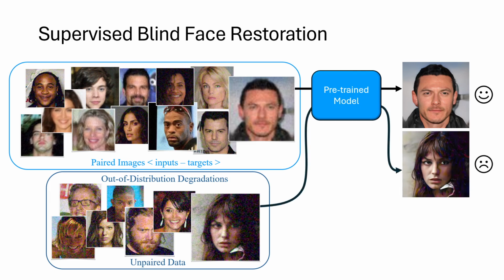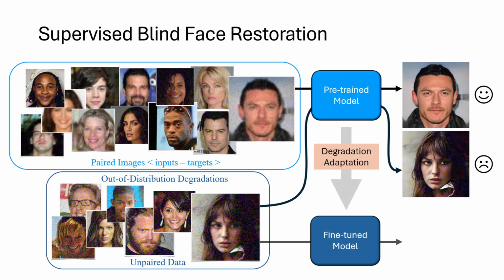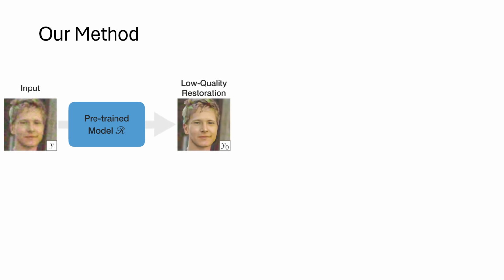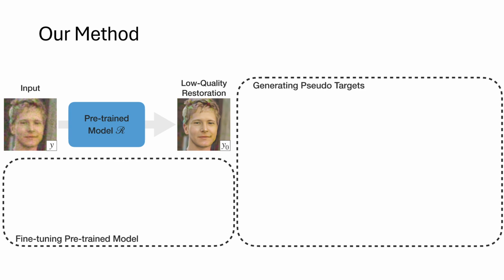In this work, we propose an unsupervised pipeline to adapt a pre-trained model to unpaired degraded images of the target degradation with a much smaller data size. This addresses the domain gap without paired ground truth images or the knowledge of the degradation process. Our method starts with a pre-trained model that does not perform well on out-of-distribution degradation. It is formulated as a pseudo-target generation process, followed by the fine-tuning of the pre-trained restoration model.